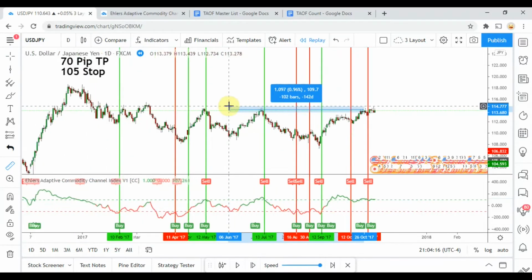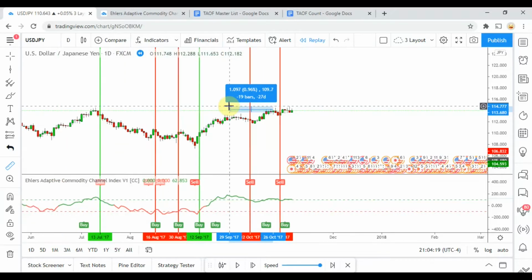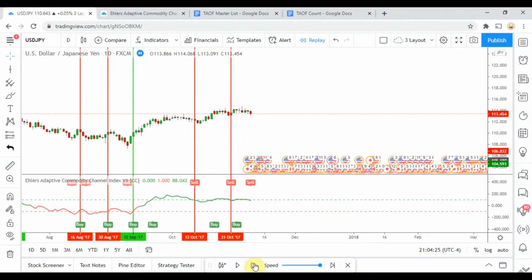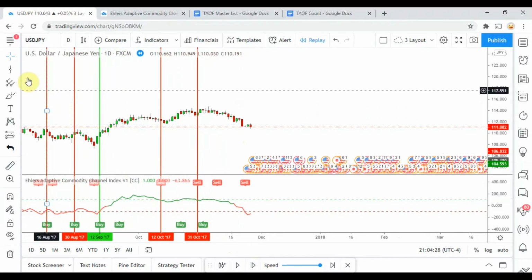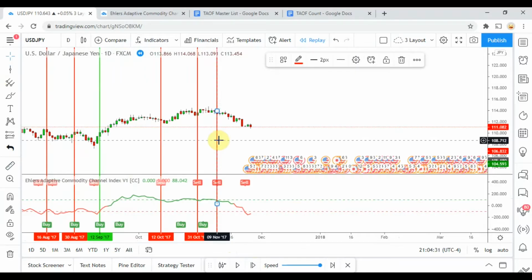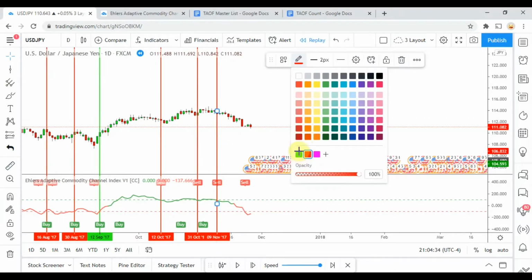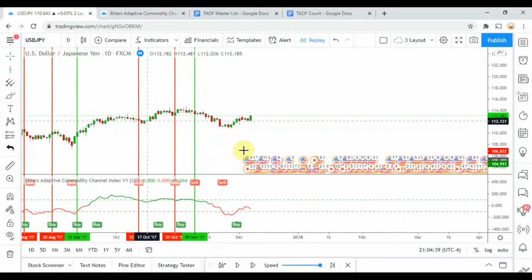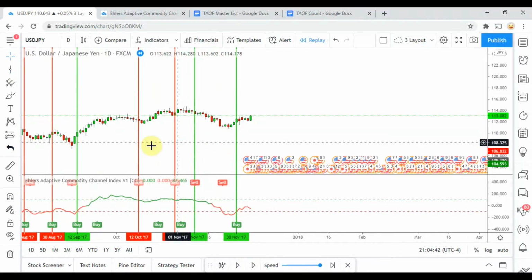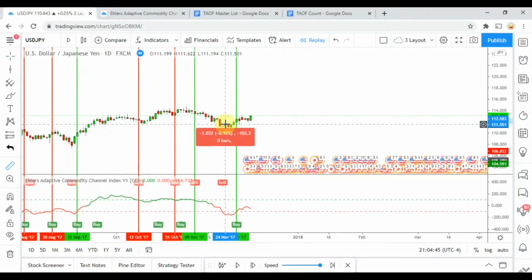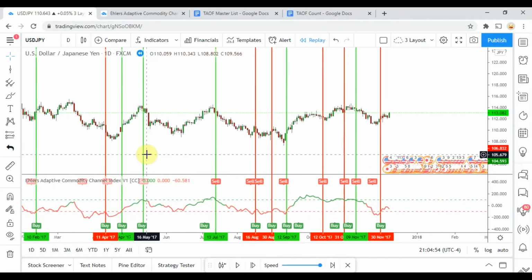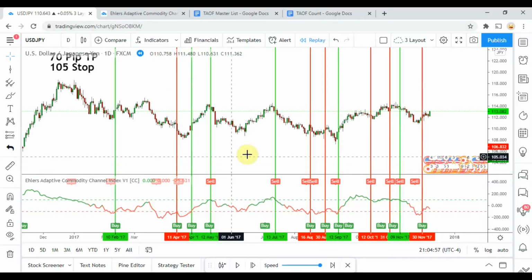Don't believe, what was our stop? 105. Yeah, it did barely stop us out right there on that one. Also, that is unfortunate, and it finally rolls over for us right there. That one would have got us to take profit. And it looks like we pick up one last signal right there. Comes down and stops us out on the very next candle. So, all right, that puts us at the end of the year right there.